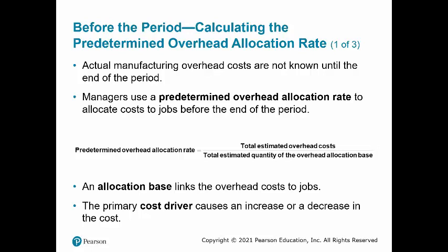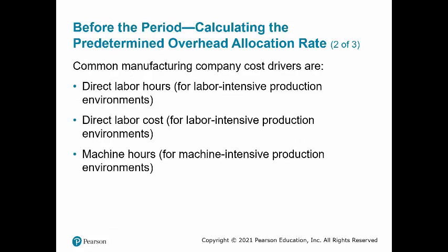So normally your overhead allocation base should be the primary cost driver that would cause an increase or a decrease in the cost. The common manufacturing overhead allocation cost drivers are, in labor intensive production environments, either direct labor hours or direct labor costs. And when there is machine intensive production, normally you will use machine hours. So again, these are going to be the amounts that are estimated in the bottom, or the denominator, of that predetermined overhead allocation rate.